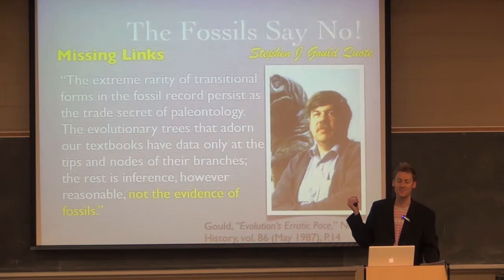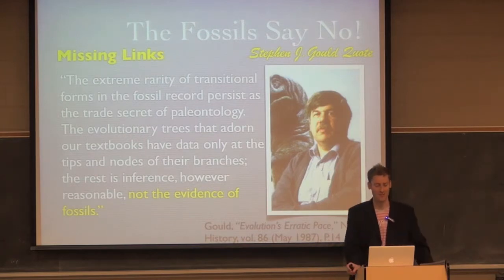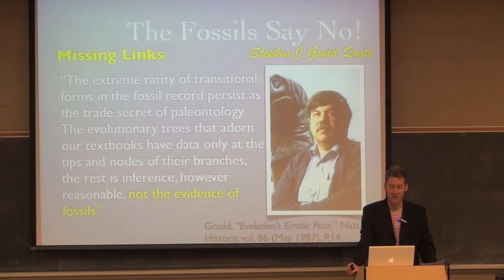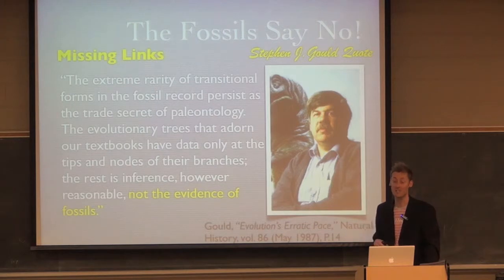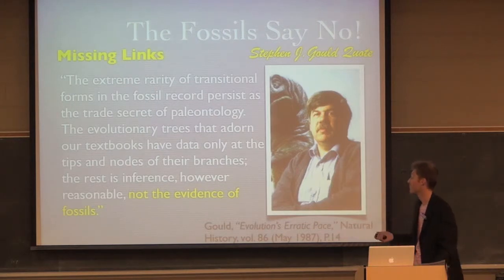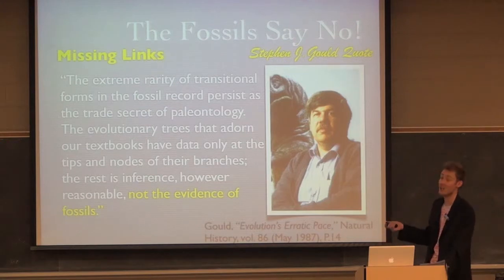The late Stephen Jay Gould from Harvard, a paleontologist, said the extreme rarity of the transitional forms in the fossil record persists as the trade secret of paleontology. The evolutionary trees that adorn our textbooks have data only at the tips and nodes of their branches. The rest is inference, however reasonable, not the evidence of fossils. This guy was definitely not a creationist, but he saw that there were a lot of transitions missing.